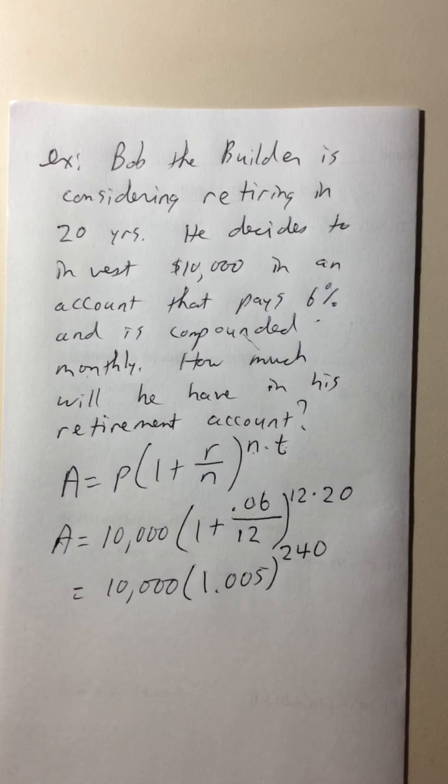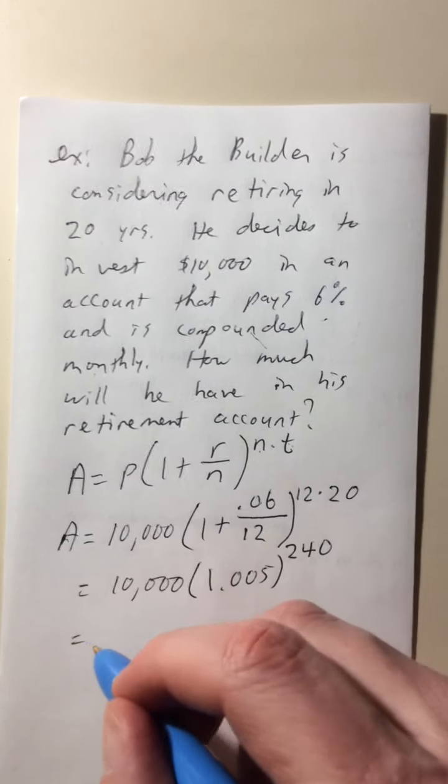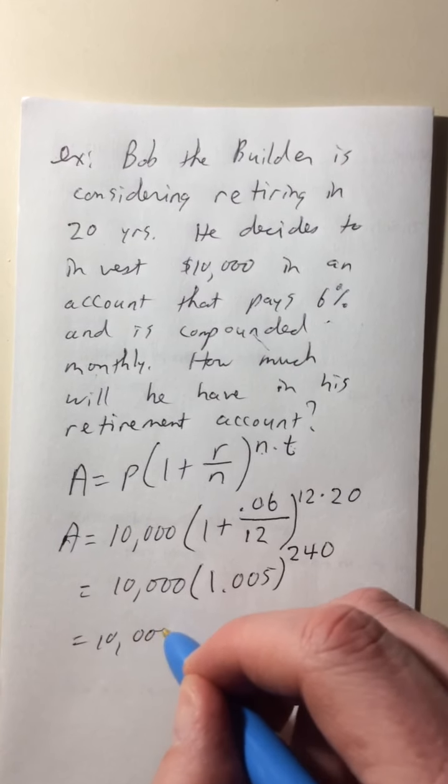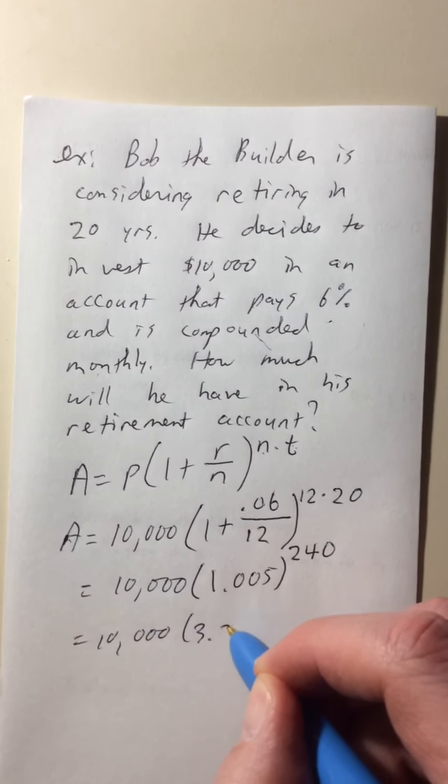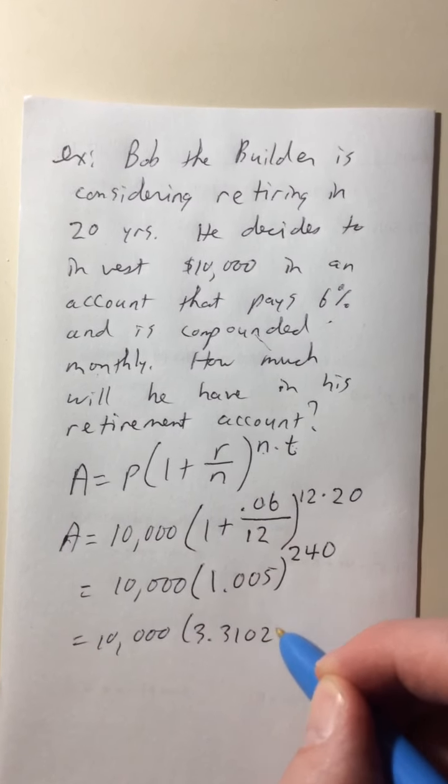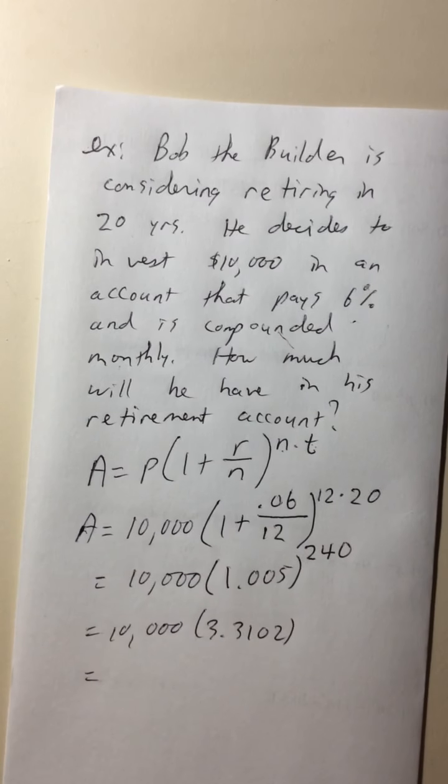12 times 20 equals 240. All right, good. So 1.005 to the 240 power equals 3.3102. So 10,000 times 3.3102. We multiply that by 10,000.